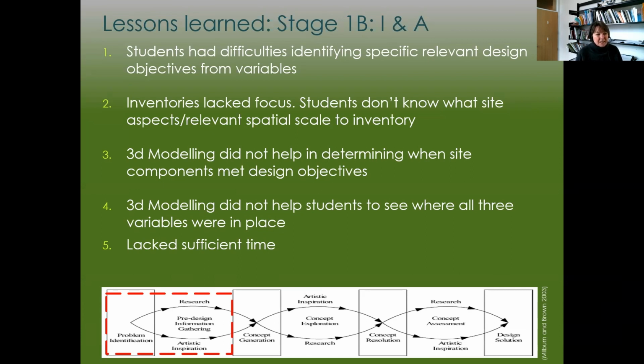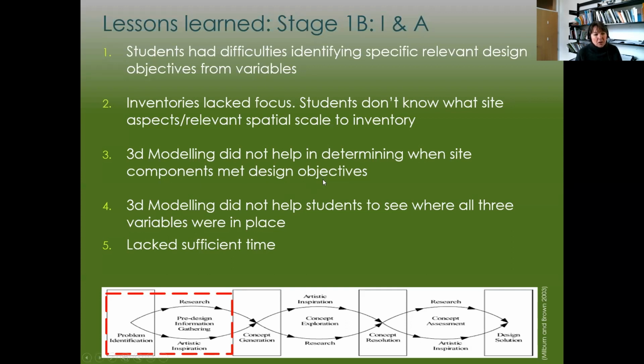They often didn't know how to identify what inventory elements to look for. So we had to work with them on that too. I'll show you how we handled that one. They weren't sure what to look for when we went to the site. So that was one thing.